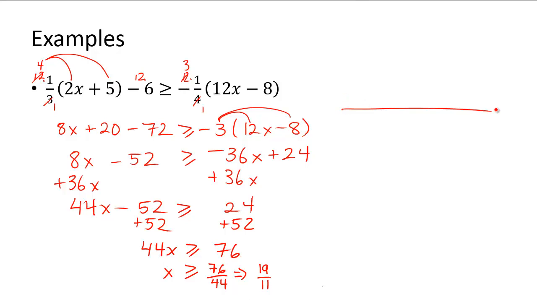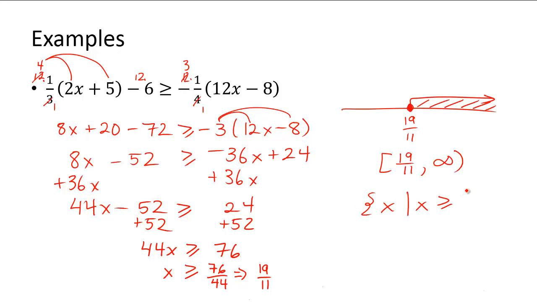So again, we can graph this out and say x's are greater than or equal to 19/11. And don't worry about scale here. The point is to make sure you know where that point is and which side is being shaded. You could also say everywhere from 19/11 to infinity, including 19/11, or set notation simply like so.